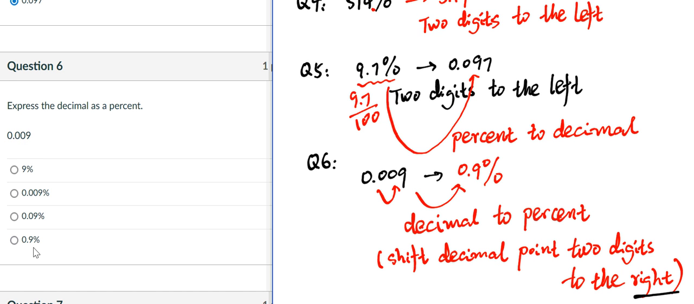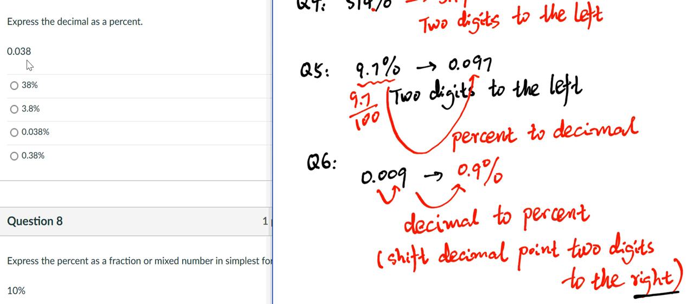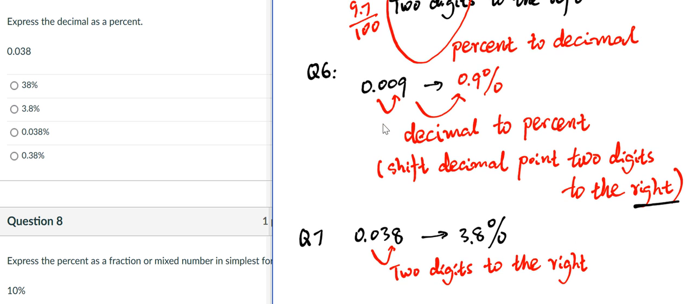And then you will know that's 0.9%. That would be the one right here, 0.9%. Okay, so this one is similar. From decimal to the percent, 2 digits to the right. That's 3.8%. That would be this one. 2 digits to the right. That's 3.8%. That would be the one right here.